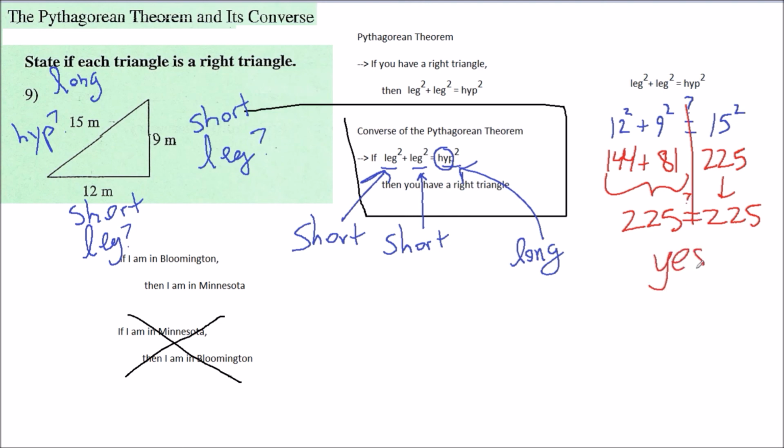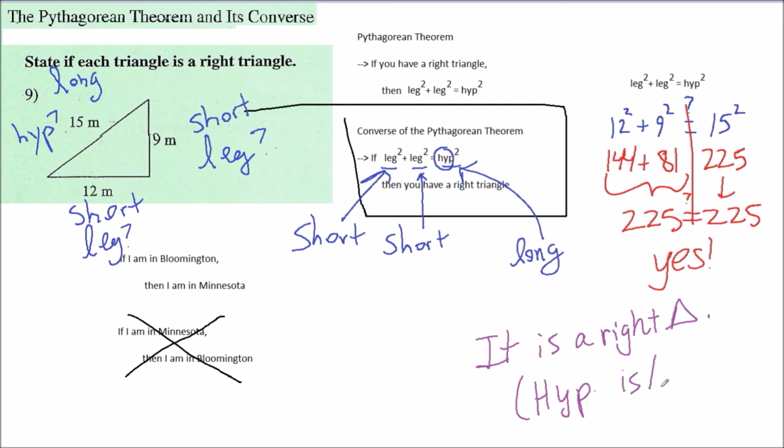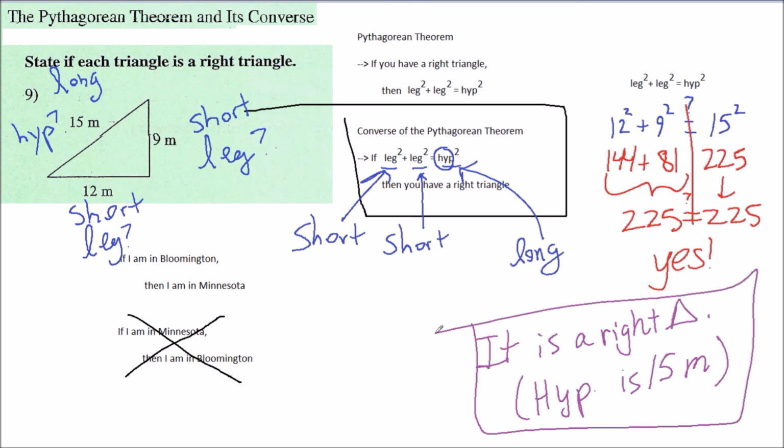Yes, it is. So, state if each triangle is a right triangle. My answer here is, yes, it is a right triangle. And I could specify the hypotenuse is 15 meters. Just so it's clear, it is a right triangle.